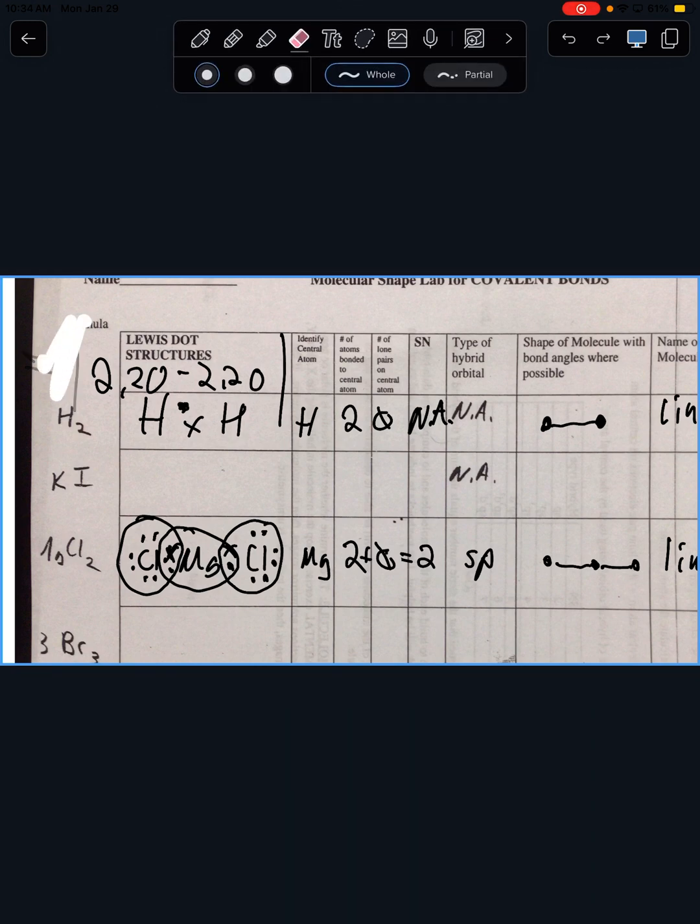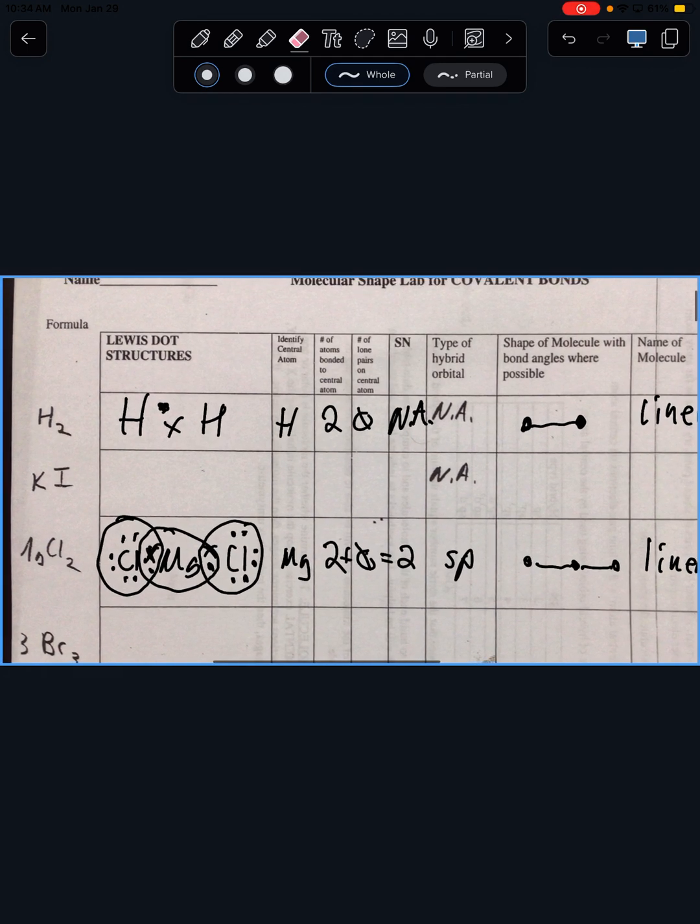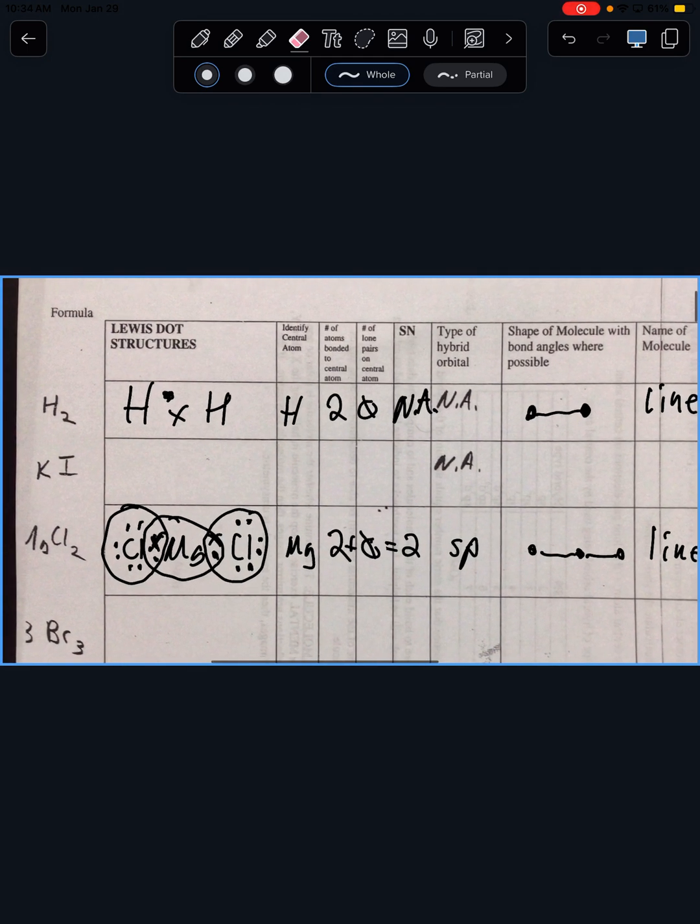What questions do you have before we do potassium iodide? What if you say that those 2 atoms bonded to the central atom was one? That would be my mistake. 1 atom bonded to the central atom. Thank you.